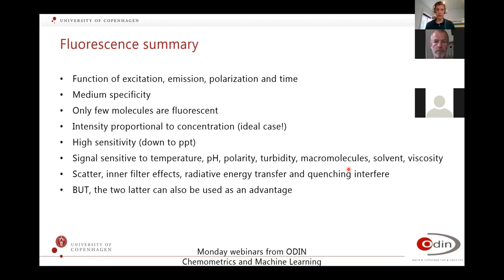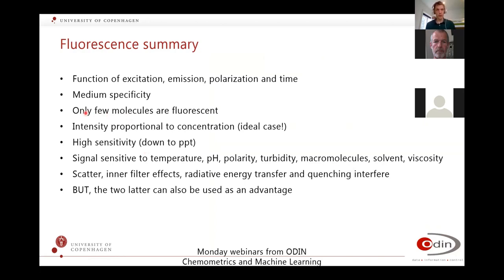You can also measure polarization, and you can also do time decays. The specificity is medium, and that's because these peaks are quite broad. I haven't really shown that one landscape in the beginning where you have an idea of what different fluorophores you could look at.